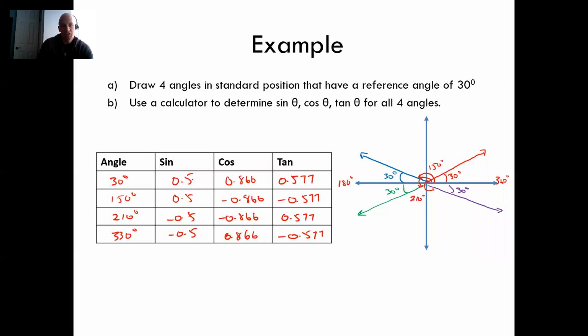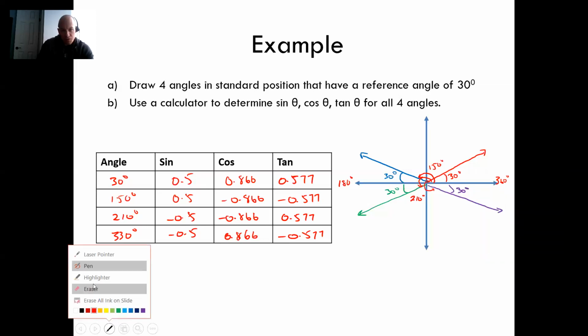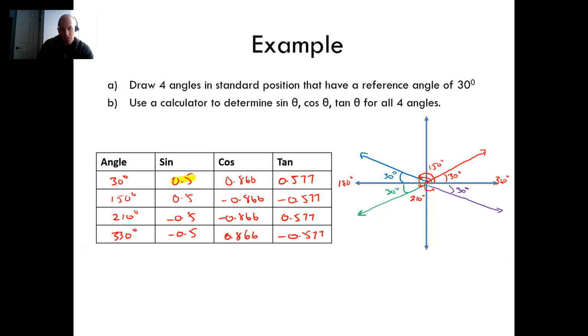Okay, so what we can see is, let me just highlight the positives. Sine, cosine, and tangent are always positive here in quadrant 1. But in quadrant 2, only sine is positive, whereas cos and tan are negative. In quadrant 3, sine and cosine are negative, only tan is positive, and in quadrant 4, only cosine is positive.